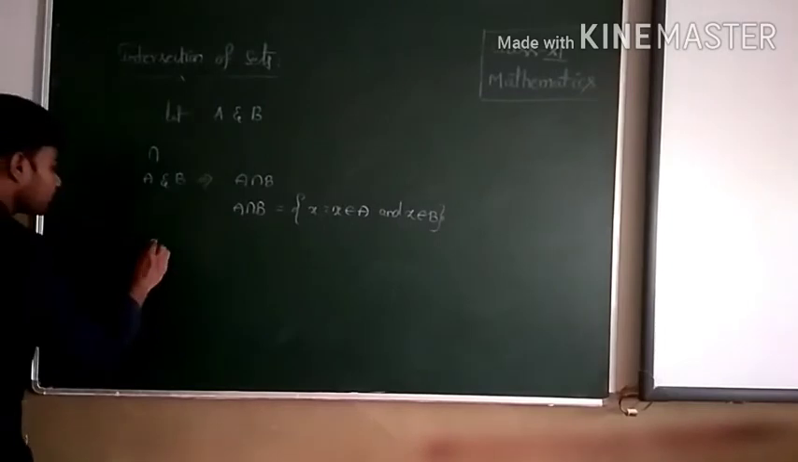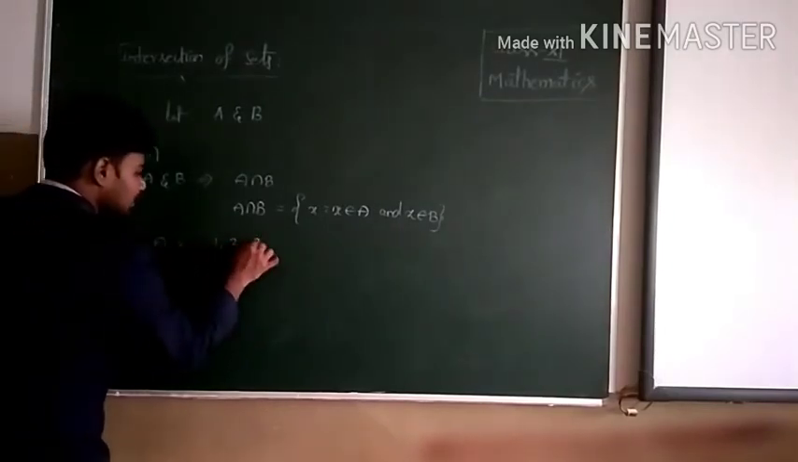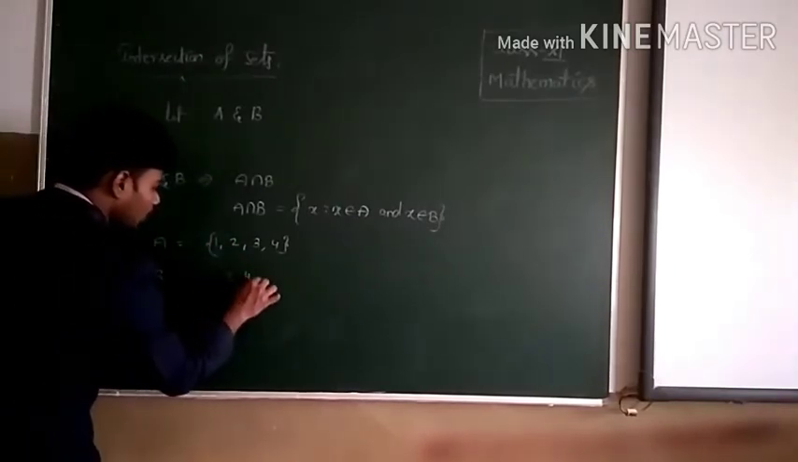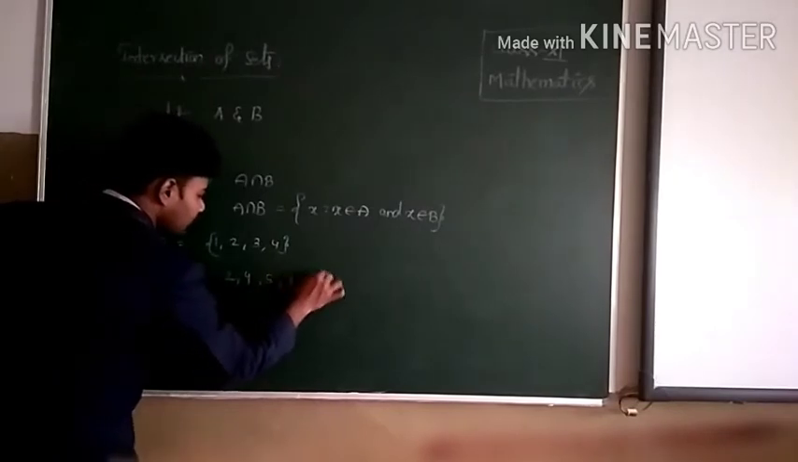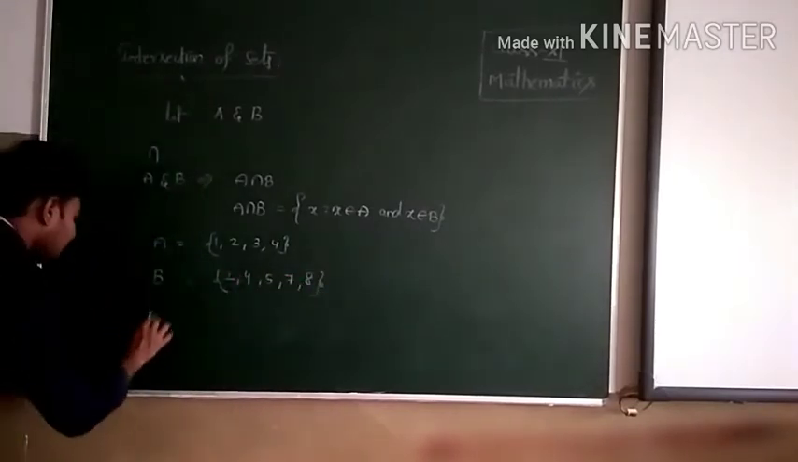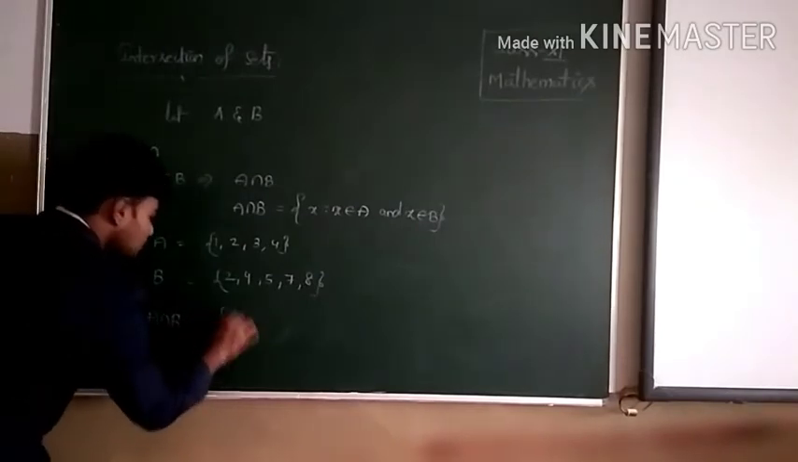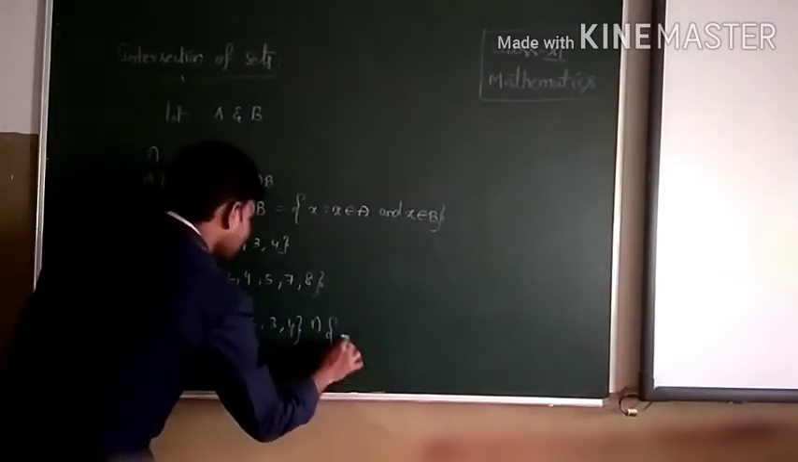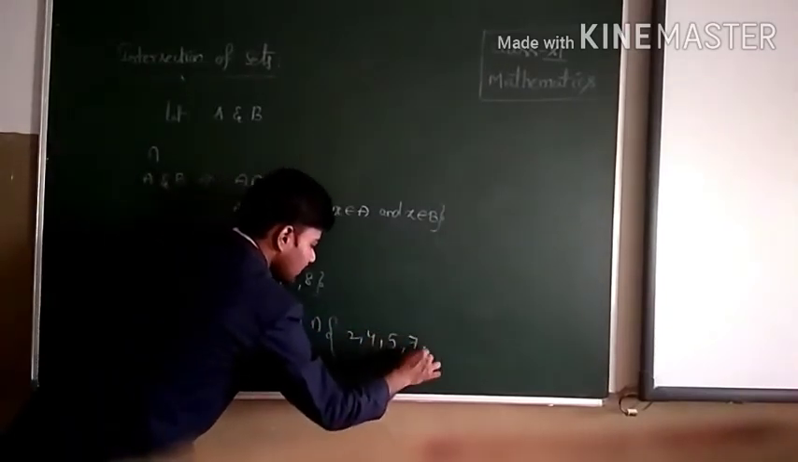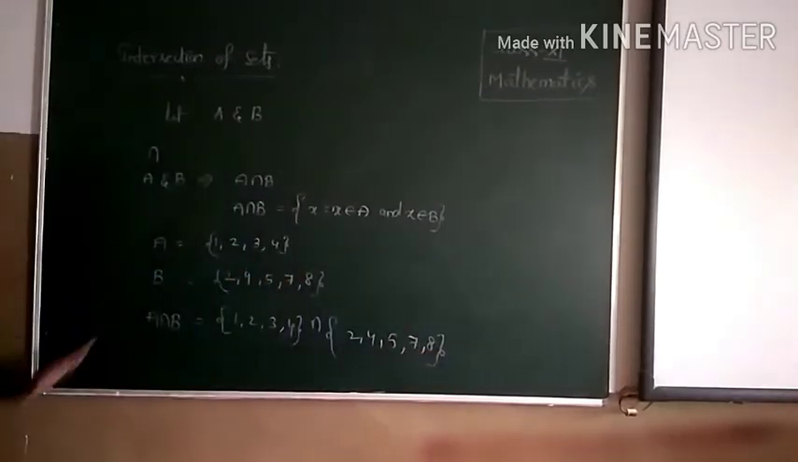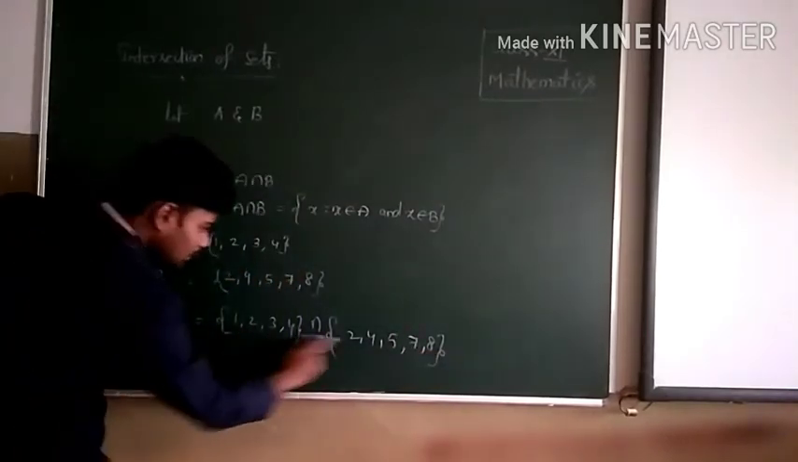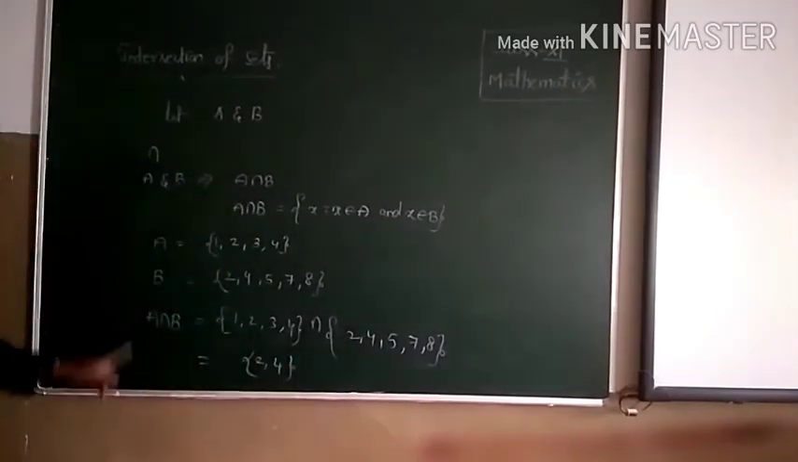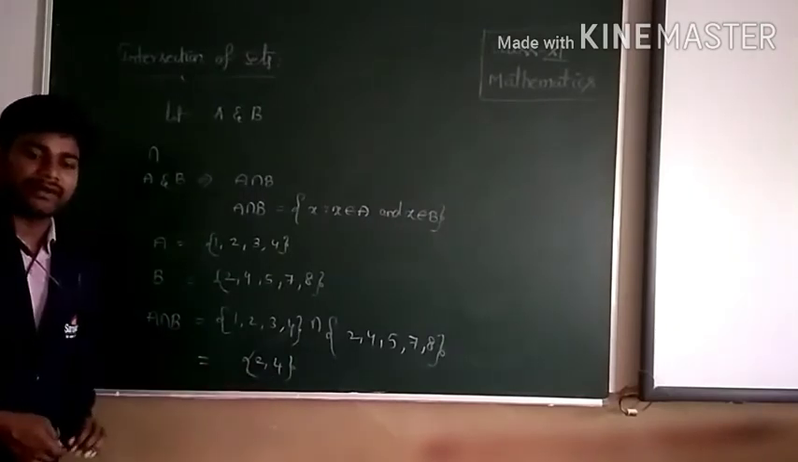For example, consider A equals {1, 2, 3, 4} and B equals {2, 4, 5, 7, 8}. Now I am going to find A intersection B. A is {1, 2, 3, 4}, intersection B is {2, 4, 5, 7, 8}. Now just observe the common elements in both the sets. Here it is 2, 4, and here also 2, 4. Just 2 and 4 are the common elements in both the sets. So that's why A intersection B is equal to {2, 4} only.